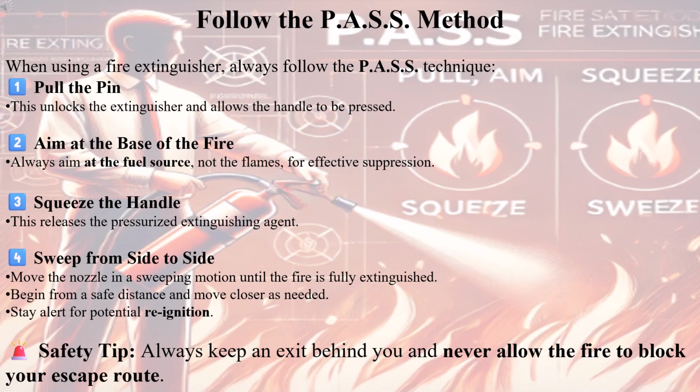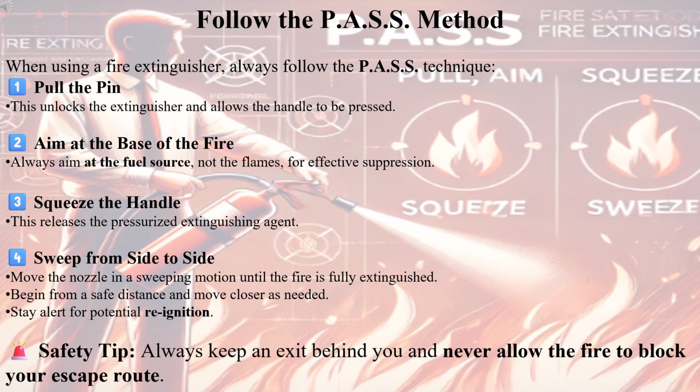When using a fire extinguisher, always follow the P.A.S.S technique. 1. Pull the pin. This unlocks the extinguisher and allows the handle to be pressed. 2. Aim at the base of the fire. Always aim at the fuel source, not the flames, for effective suppression. 3. Squeeze the handle. This releases the pressurized extinguishing agent.